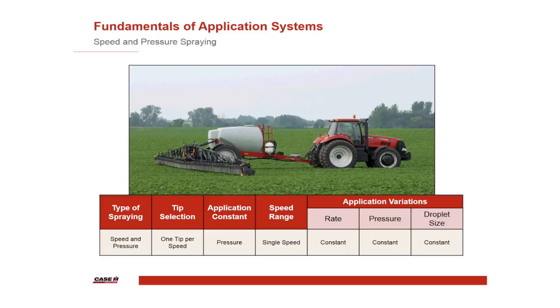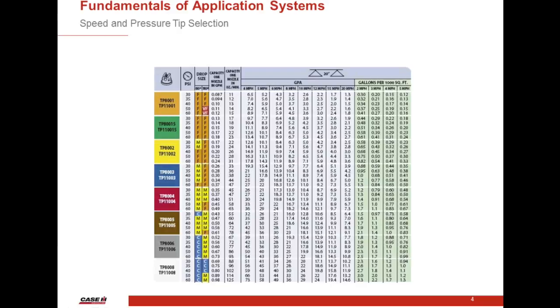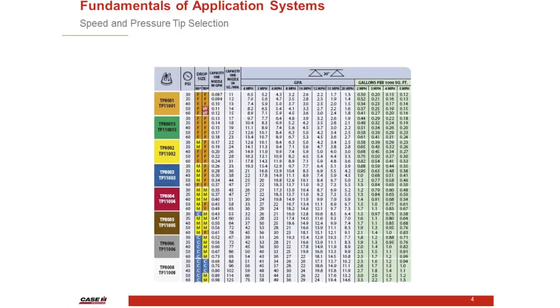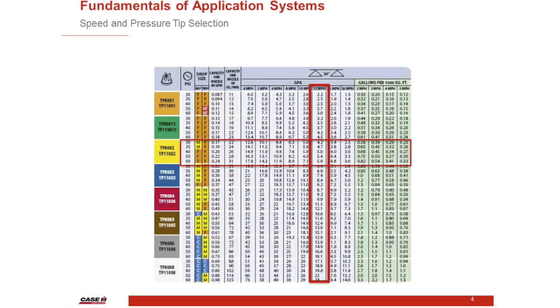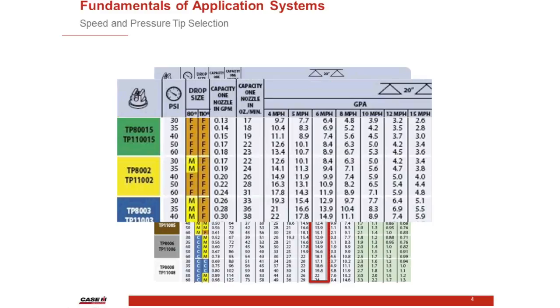Where we ran into issues was any time that we had to deviate from our target speed or our target pressure. Let's look at a tip chart to try and understand what's going on here. We see here a typical tip chart used for application systems that do not use any sort of blended pulse technology. We can notice a few things when we look at this tip chart.